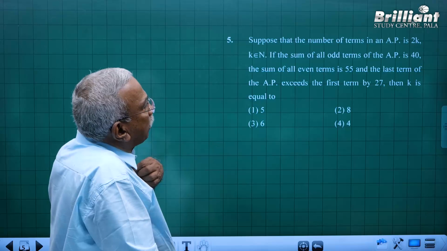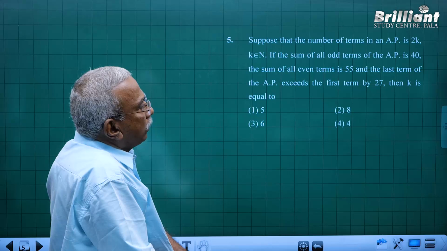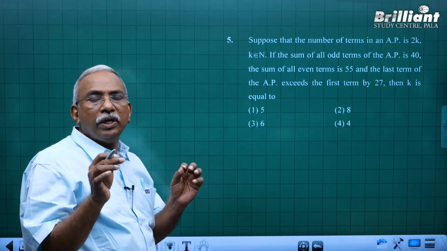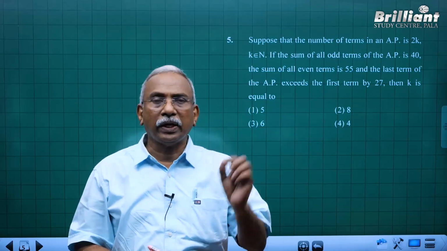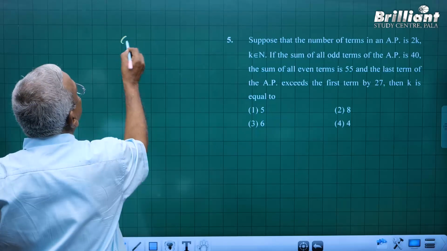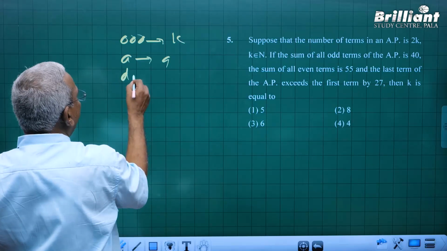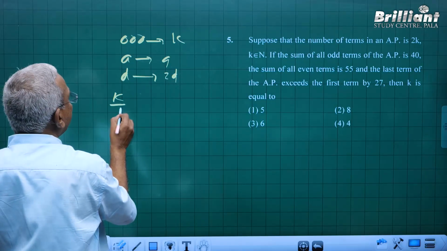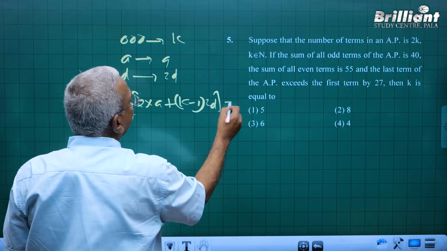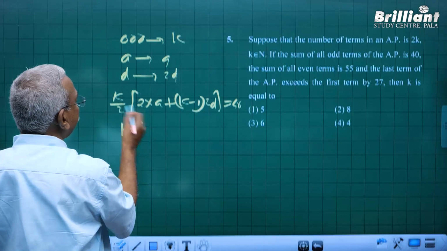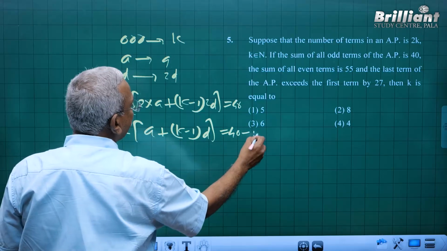Question number 5. Suppose that the number of terms in an AP is 2k. If the sum of all odd terms of the AP is 40. You know, if d is the common difference, then the odd terms have common difference 2d. And the first term is A. So, in the odd k terms, the first term is A itself and d becomes 2d. So, k by 2 into 2A plus k minus 1 into 2d is equal to 40. So, k into A plus k minus 1 into d is equal to 40. Keep it as equation number 1.